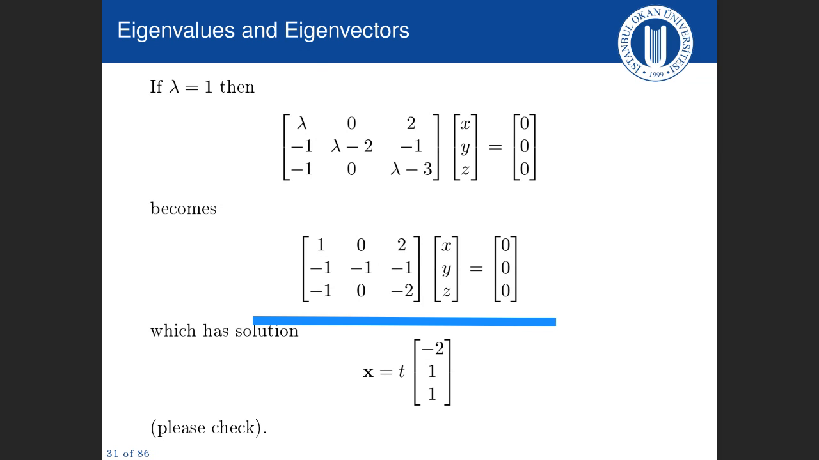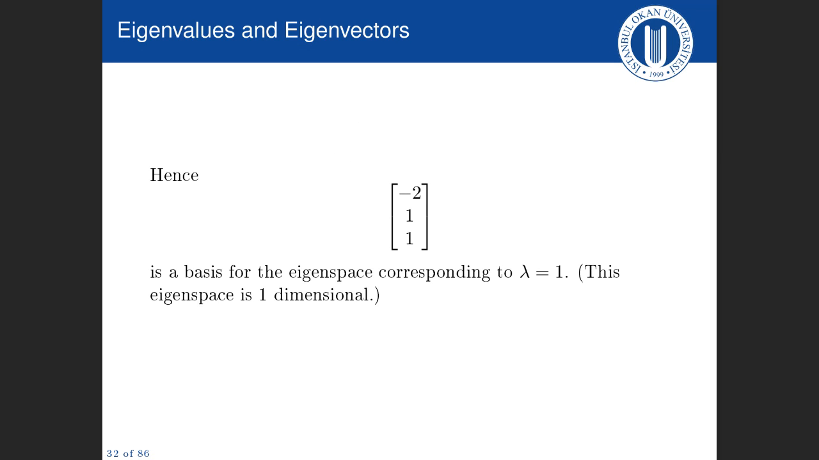Write down the augmented matrix and then row reduce it, and you will see that the solution is some number t multiplied by (-2, 1, 1). Straight away, we know then that (-2, 1, 1) is a basis for the eigenspace corresponding to lambda equal to 1. This eigenspace is one-dimensional because the basis contains one vector.